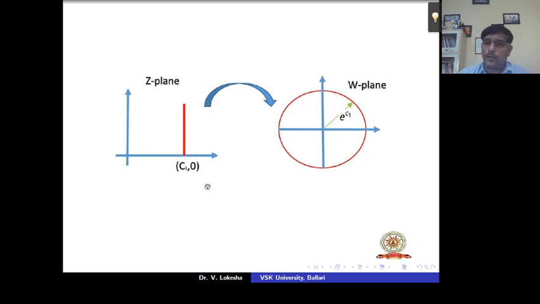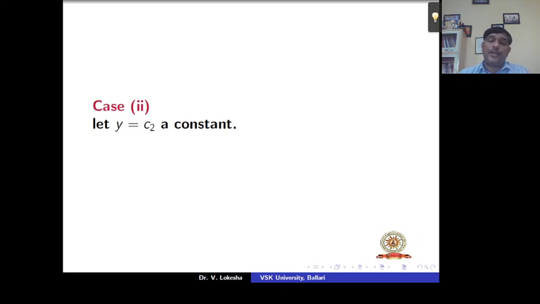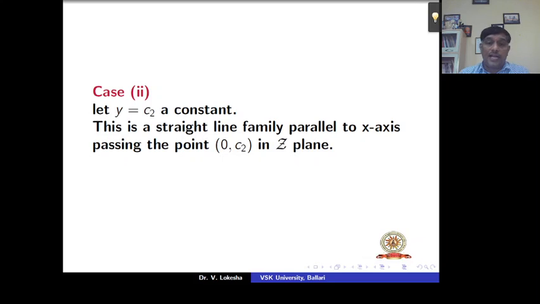You can see the pictorial representation of that. Here in the z plane it is a line. After the mapping, it is a circle in the w plane with radius e power c1, centered at the origin. In the same way, if you take y is equal to c2, it is also a line, a family parallel to the x-axis passing through the point 0 comma c2 in the z plane.